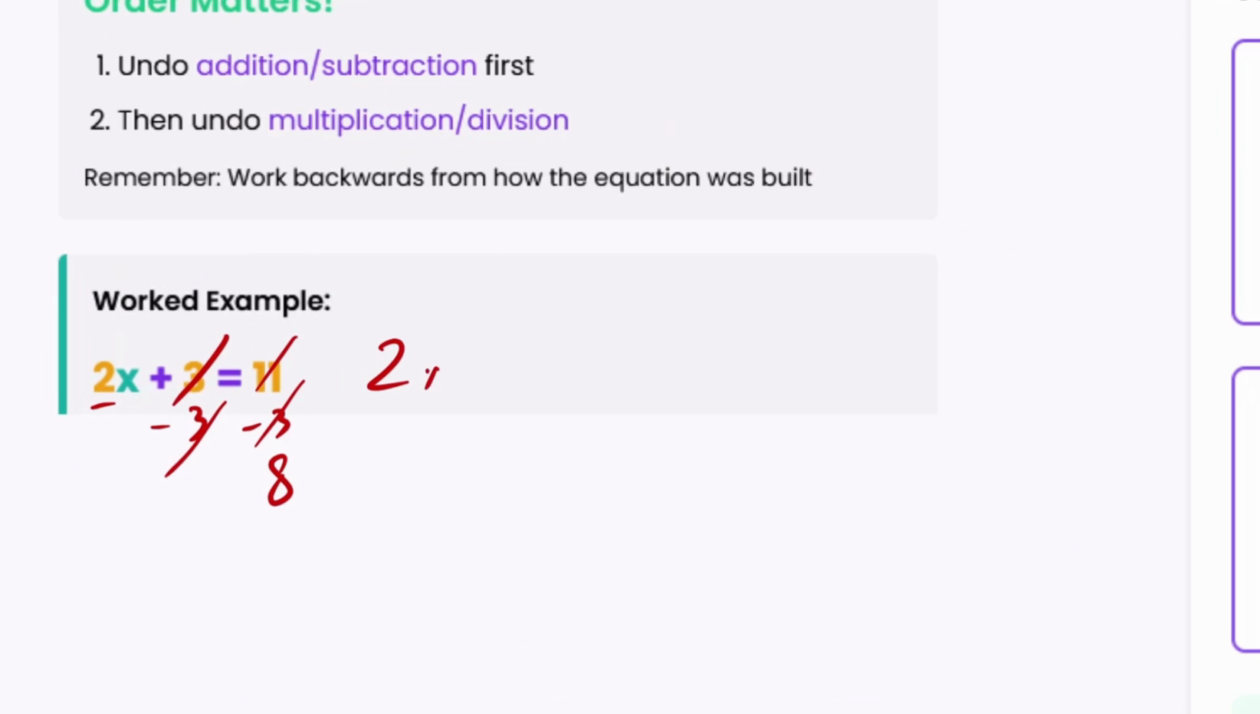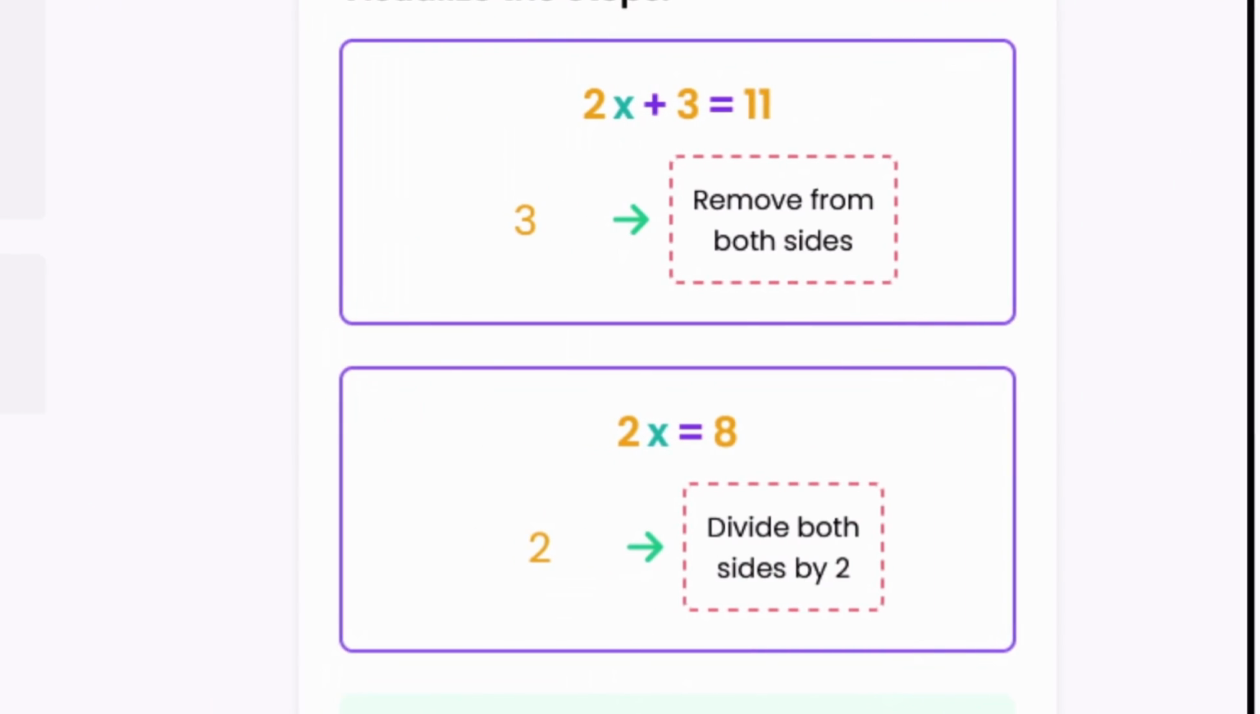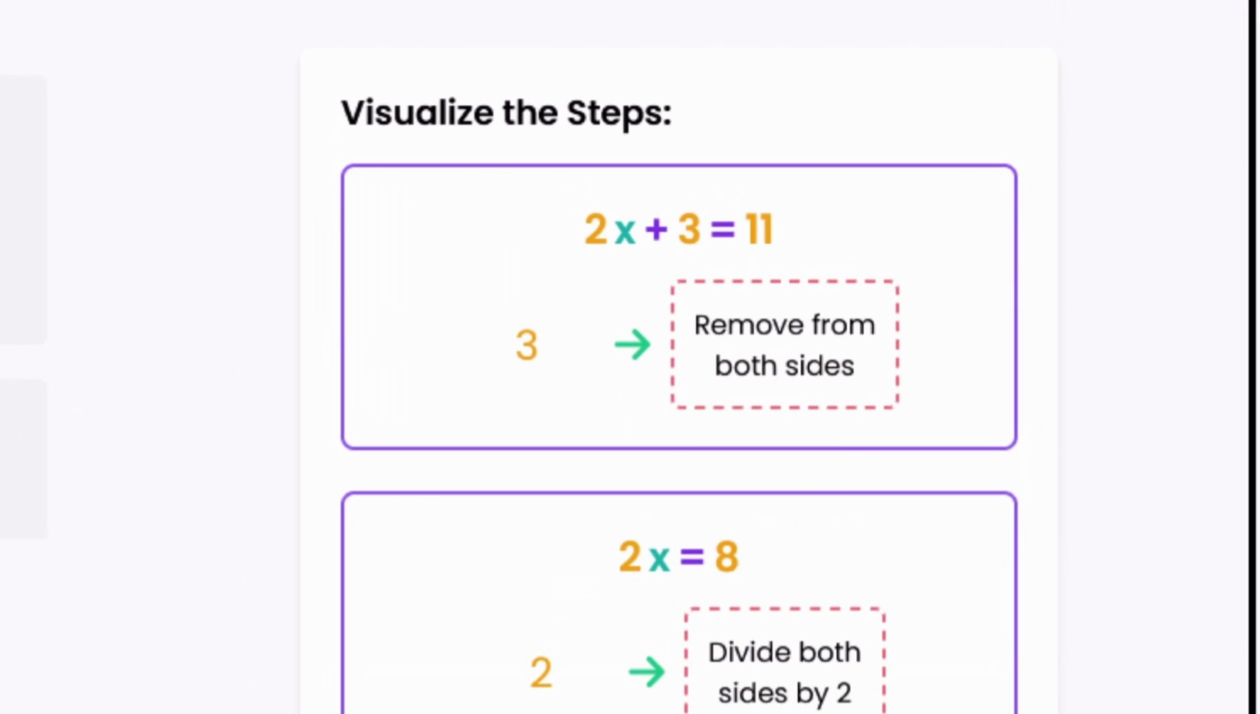So what should I do? 2 multiplied by x equals 8. I have to divide everything by the number that I don't like. So this 2 is going to cancel out this 2. And 8 divided by 2 is equal to 4. And x equals 4. As simple as that.